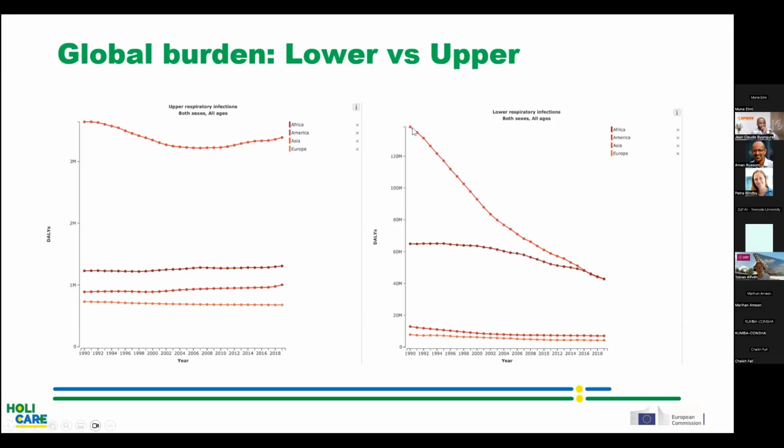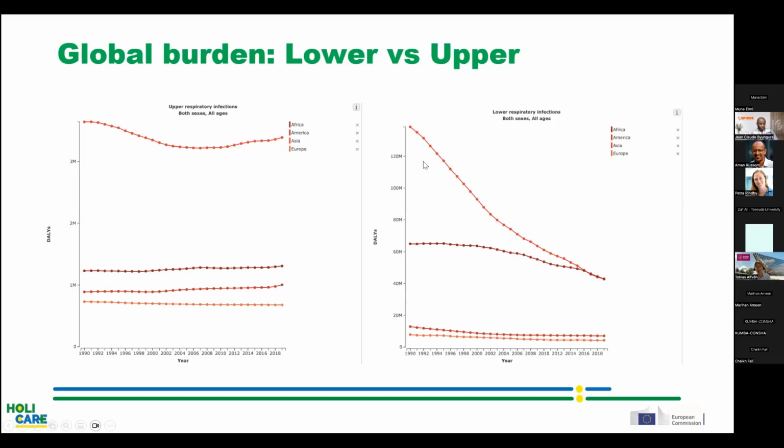If we look at lower respiratory tract infections, it has been decreasing for both Asia, with a massive decrease, and sub-Saharan Africa, although the decrease is not as big. And in Asia, we know that there has been a massive improvement in social conditions. So the social determinants of health have improved so much compared to sub-Saharan Africa. That's the biggest reason for this.